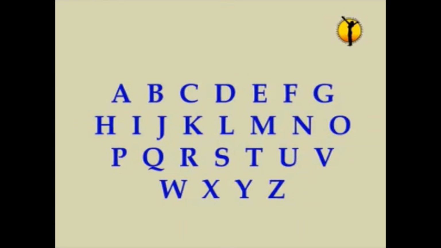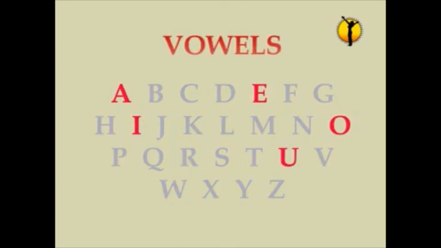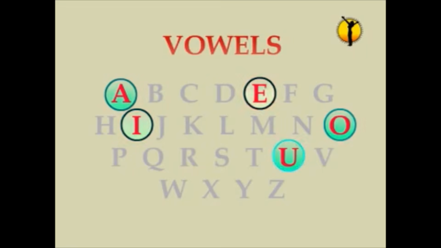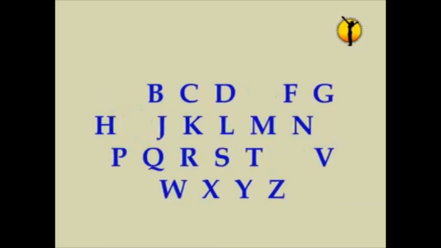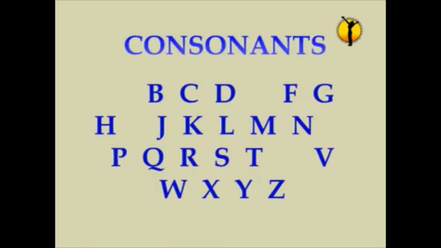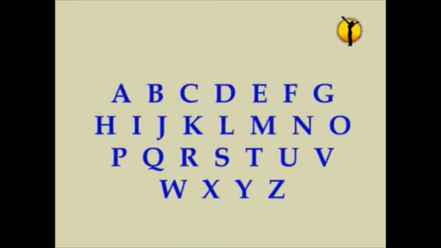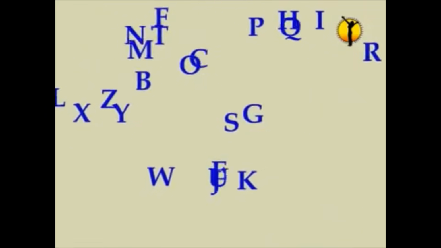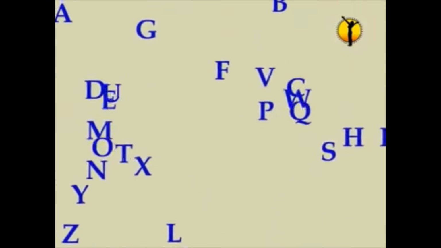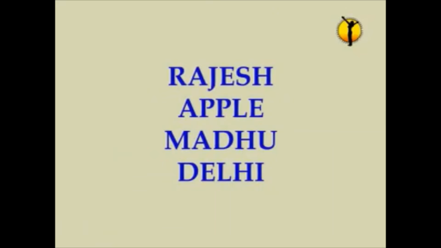The English alphabet has 5 letters which are called vowels: A, E, I, O and U. And all the letters which are not vowels are consonants. Children, you have learned the alphabets and you can do wonders with it. The first wonder is we will make words with them.